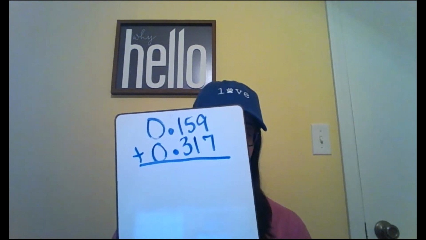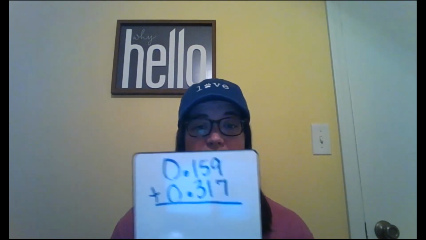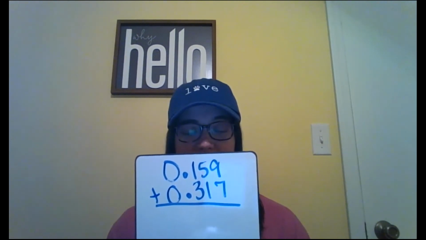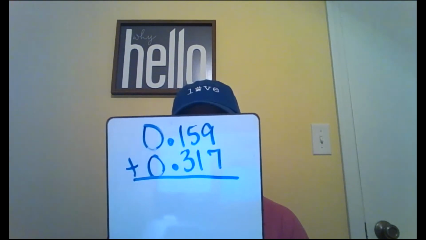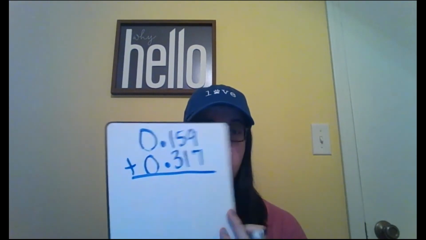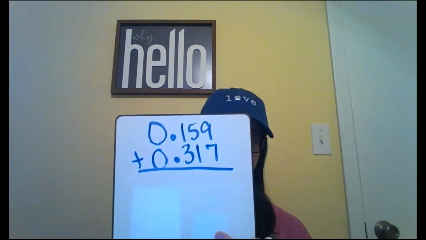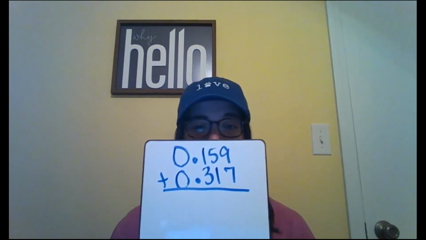So remember, when you're adding or subtracting decimals, you're going to line up the decimal points so that you line up the place values. On this worksheet, they've already lined up the decimal points for you. So when you add or subtract decimals, line up those decimal points. After I wrote down the problem, now you're just going to add like normal.